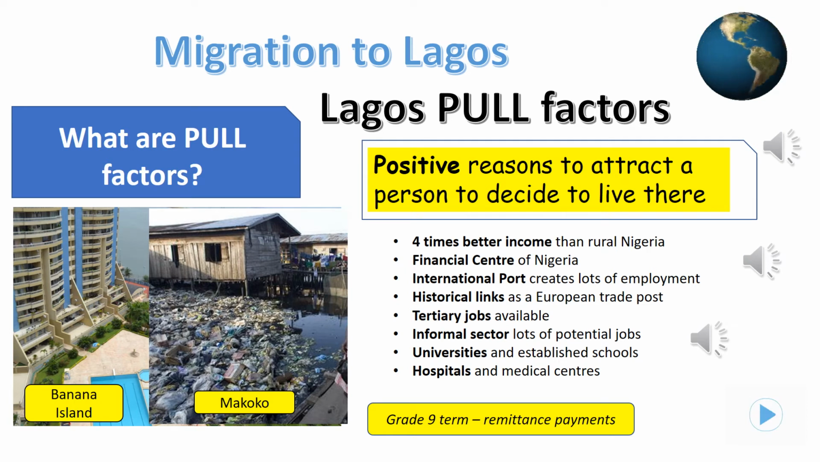Lagos also provides its residents with lots of economic employment opportunities in many tertiary jobs such as lawyers, computing, finance and business, which all pay very well. It also has lots of social pull factors such as hospitals, schools and universities to provide for its residents. Pause the show and make sure you know all about these pull factors that attract thousands of people to live in Lagos.